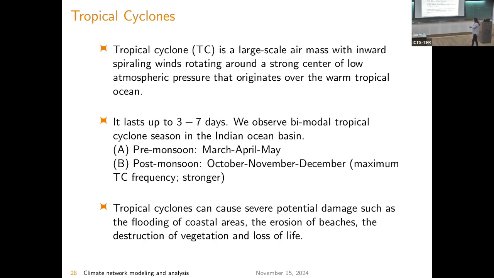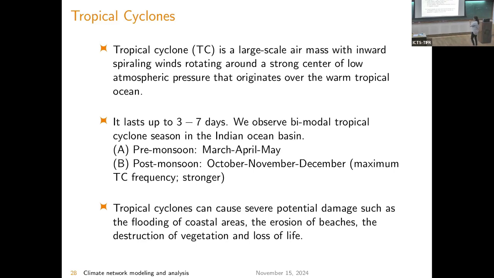Now we will go to the tropical cyclone part. We have applied this mechanism to find certain precursors of tropical cyclones. A tropical cyclone is a large scale air mass spiraling, rotating around a center of low atmospheric pressure, and it originates over warm tropical ocean. We are considering mostly the Bay of Bengal and Arabian Sea in our grid.